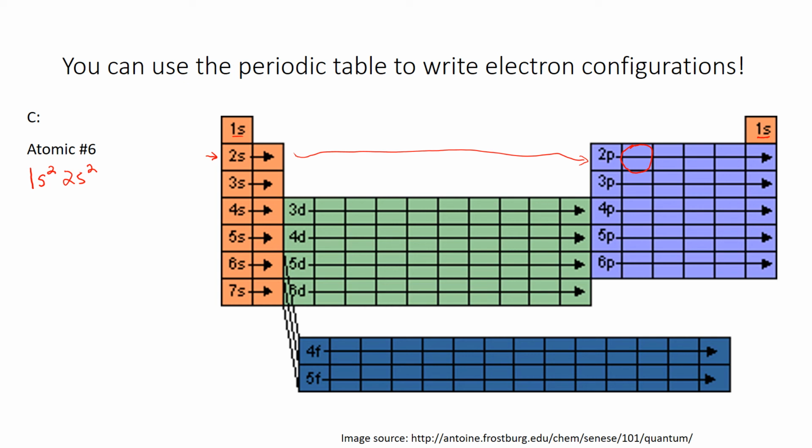And that means that we enter into the 2p block. Now, the element that I actually want for the electron configuration is right there. It's the second element in the 2p block, and that means that it is ending with 2p2. And that's my electron configuration for carbon.